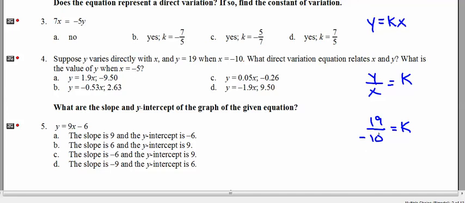Alright, so what's this? Negative 1.9? In your calculator, take 19 and divide it by 10. Negative 1.9 equals k. So your equation is going to be y equals negative 1.9x. Right? And then, let's see, so which one of those?